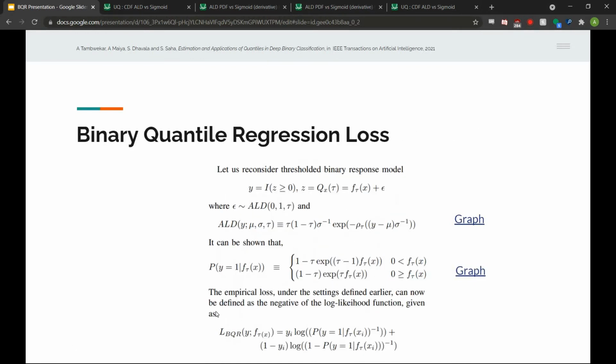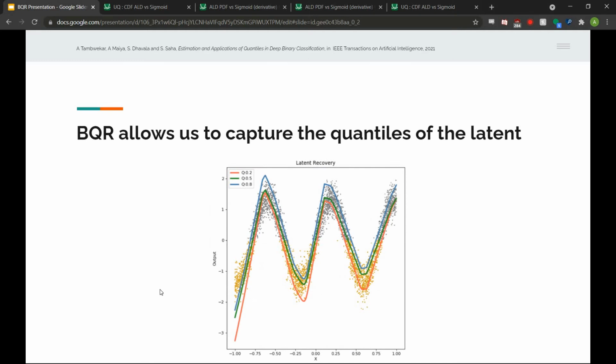Using this empirical loss. And this is defined the exact same way that we would define binary cross entropy loss, except instead of using the distributions that we had earlier, we're using our integrated asymmetric Laplace density. You can look at the paper for further details about the exact derivation and the further steps. But what it really means, in essence, is that BQR allows us to capture the quantiles of the latent function.